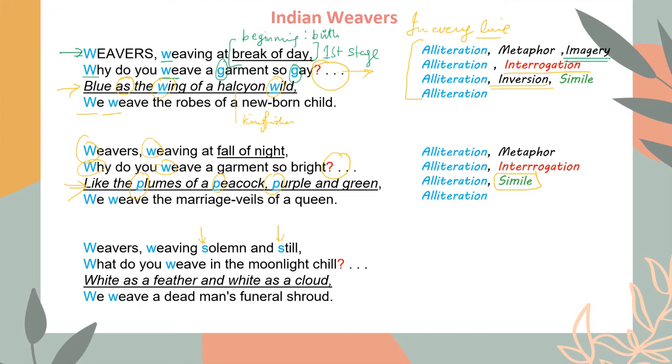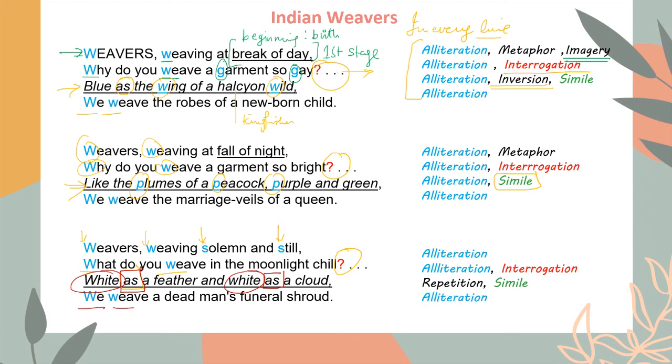Next, if you see the next line, what do you weave in the morning chill? There is an interrogation as well as alliteration because the sound of W is repeated. Now in the second last line, white as a feather and white as a cloud, there is a simile. The garment is directly compared with the color of a feather or a cloud. And also there is repetition because the word white is repeated here twice. And if you see in the last line, there is another alliteration, W. So alliteration is there in each and every line of this poem.